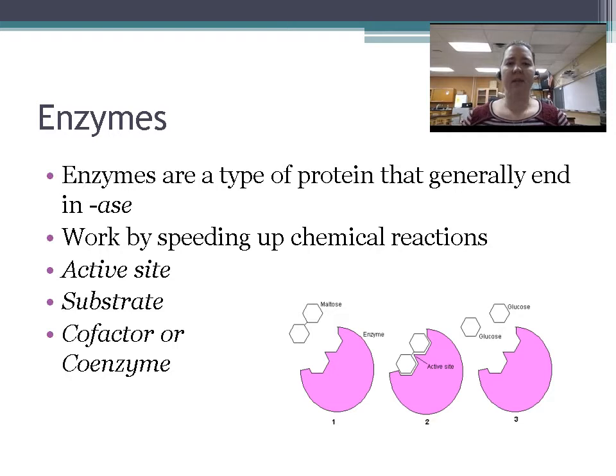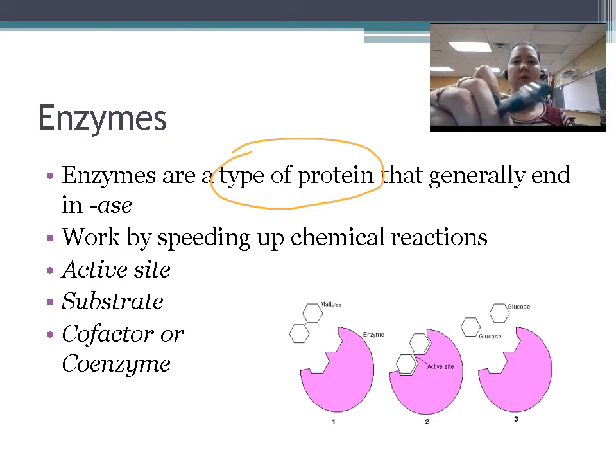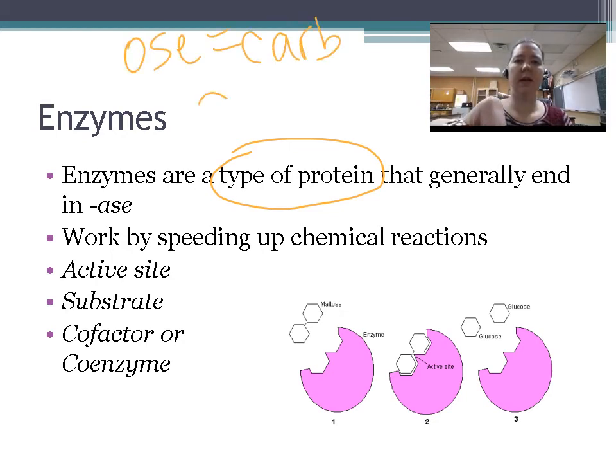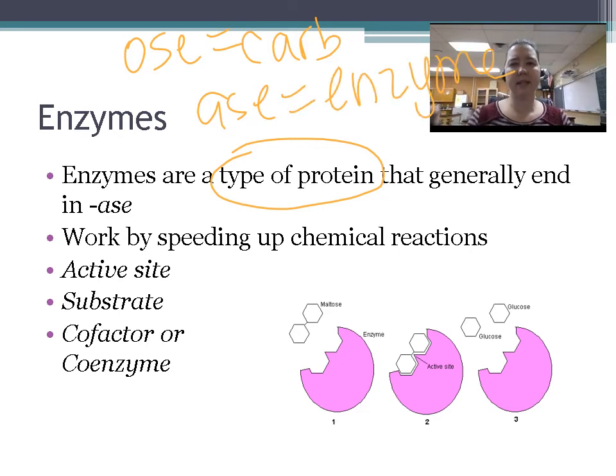So enzymes, hey look, a type of protein that usually end in ASE. They don't always end in ASE, but a lot of times they do. So remember, sugars, OSE equals a carb, ASE equals an enzyme. Not all enzymes end in ASE, but if it ends in ASE, it is an enzyme.